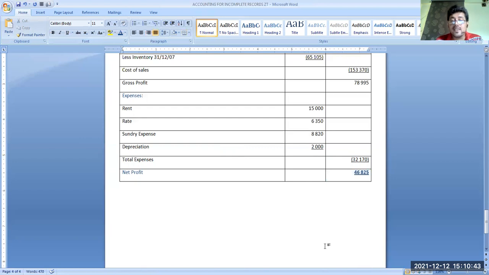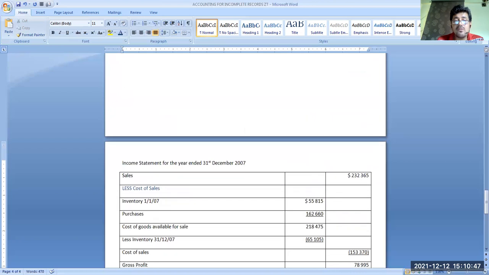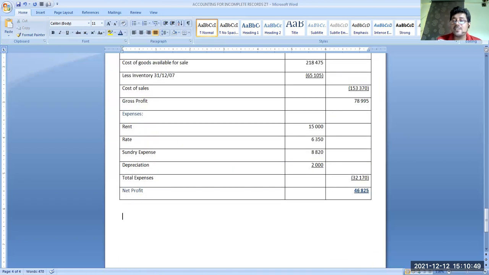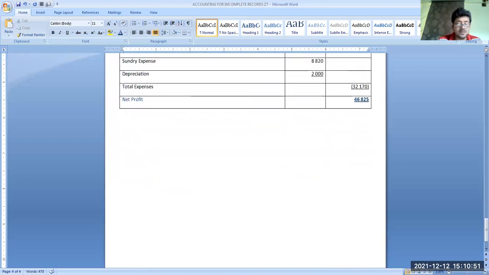Okay. Now, what do we have to make now? Balance sheet, or statement of financial position. Statement of affairs. They also call the balance sheet a statement of affairs. Don't get confused. As on 31st December 2007.